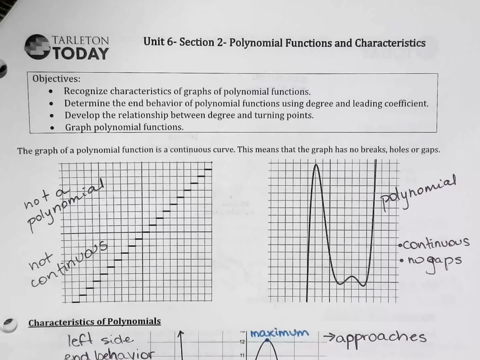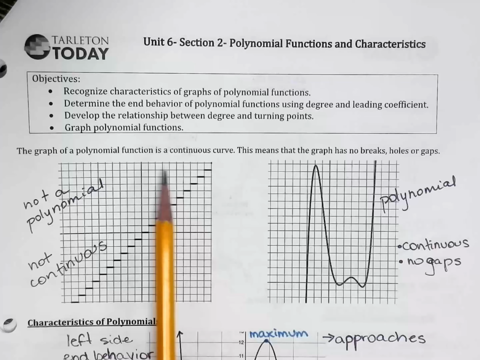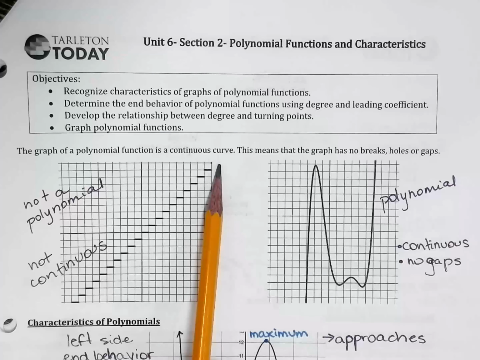All right, let's try this again. So this is Unit 6, Section 2. We're talking about polynomials. So the graph of a polynomial function is a continuous curve.